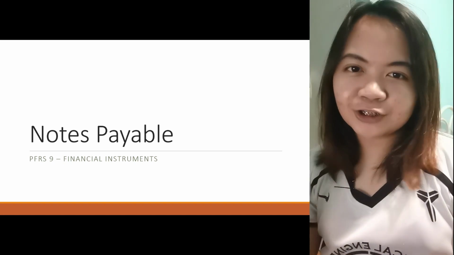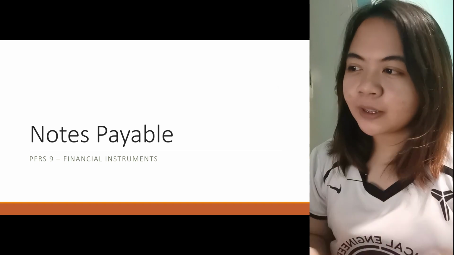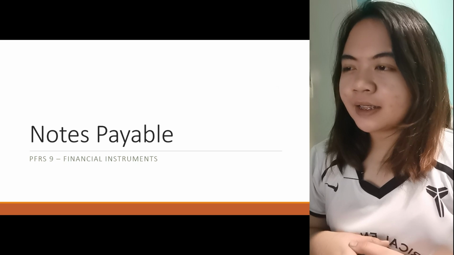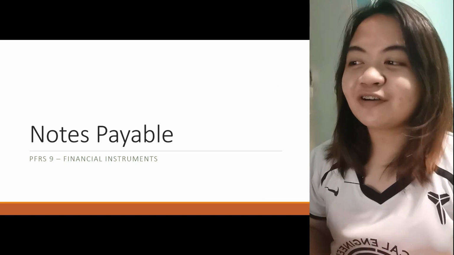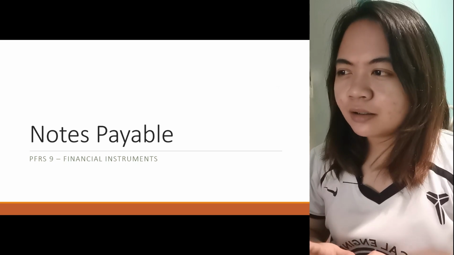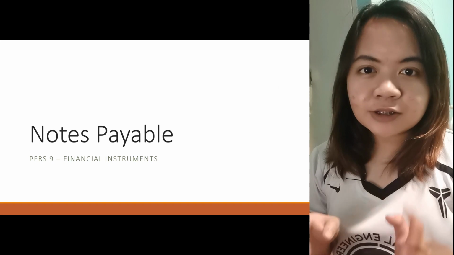Hi guys, here's another discussion sa Intermediate Accounting 2, and that's notes payable. So notes payable is actually governed by the accounting standards such as PFRS 9 Financial Instruments. So this will just be a quick discussion kasi we have already an in-depth discussion sa bonds payable.